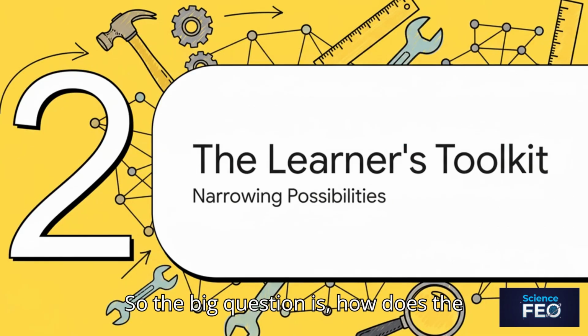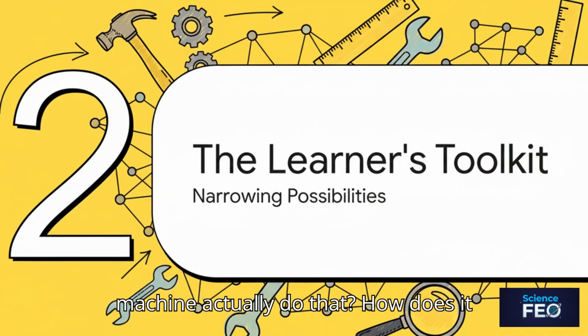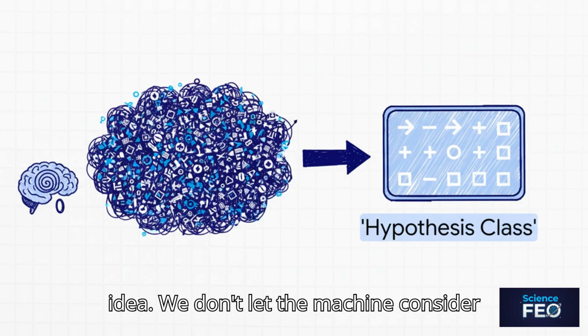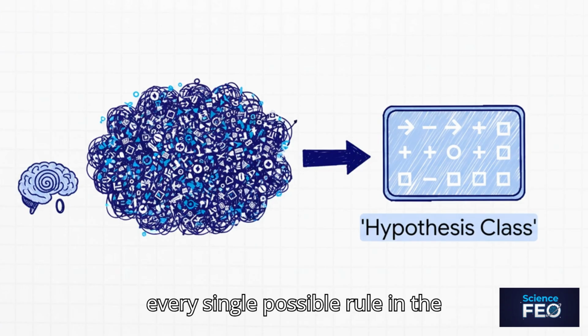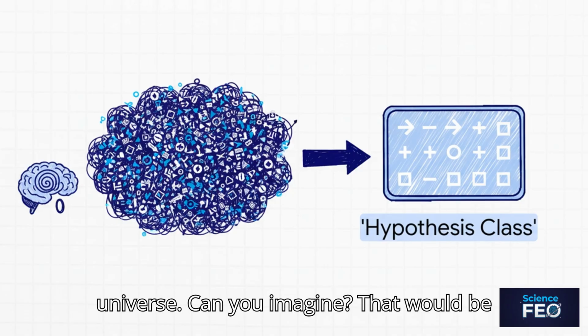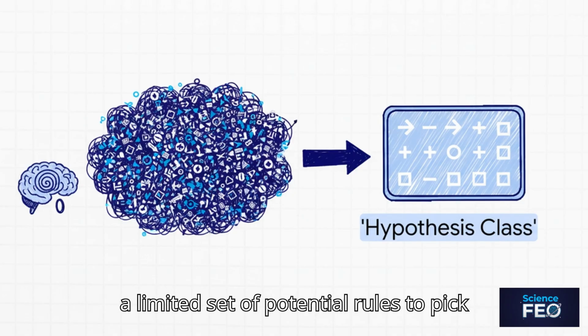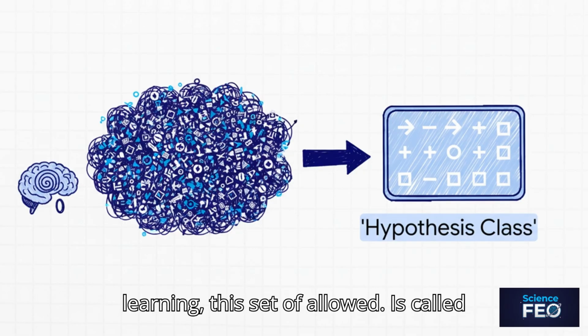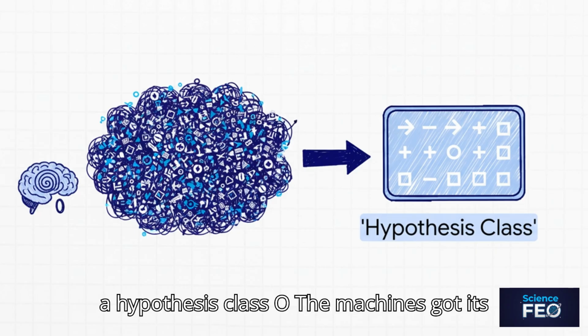So the big question is, how does a machine actually do that? How does it generalize? Well, you can't just let it run wild and look for any pattern imaginable. That would be total chaos. Instead, we have to give it a toolkit, a set of constraints, to help it zero in on a useful pattern in the data. First things first, and this is a really key idea. We don't let the machine consider every single possible rule in the universe. Can you imagine? That would be totally overwhelming. Instead, we give it a limited set of potential rules to pick from.